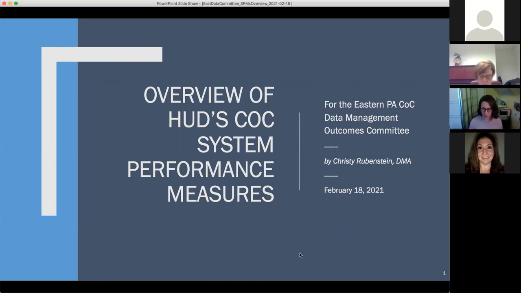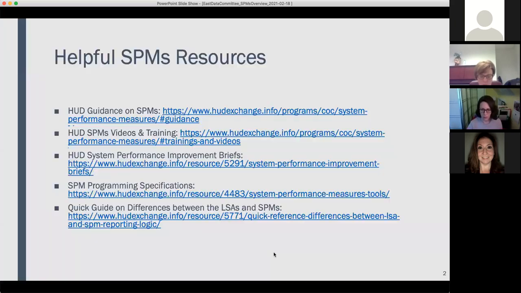All right, so before we get started, I did want to point out that the HUD Exchange has a lot of resources on the system performance measures. We'll share this presentation with the group, and so you can access the links. Here are just a few of the ones that I pulled out. There's stuff that's super specific, like the programming specifications, and stuff that's more high level. They do have some videos where they talk about how the different system performance measures are calculated. So there is good stuff on the HUD Exchange available to people who want to learn more.